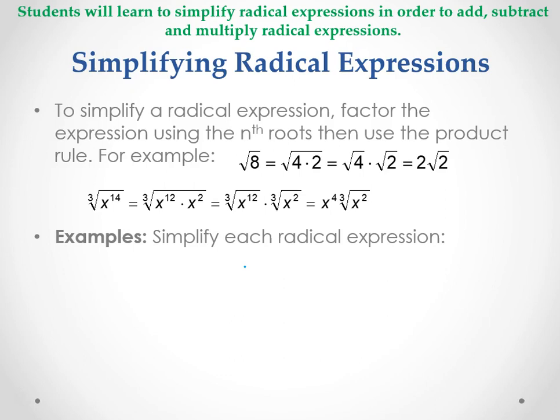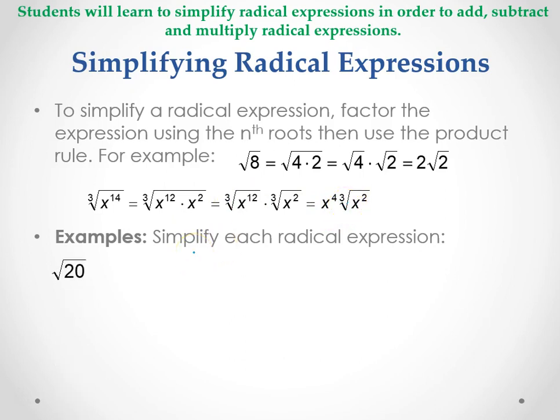Now, to simplify our radical expression, we are going to use the nth roots and then find the product. So you'll see here we have the square root of 8. We broke that into the square root of 4 times 2. The square root of 4 is 2, so we had 2 square roots of 2. If we have the cubed root of x to the 14th, well, multiples of 3: 3, 6, 9, 12, so we have x to the 12th and x to the 2nd, because 12 plus 2 is 14. So that's how we end up with x to the 4th and the cubed root of x squared.